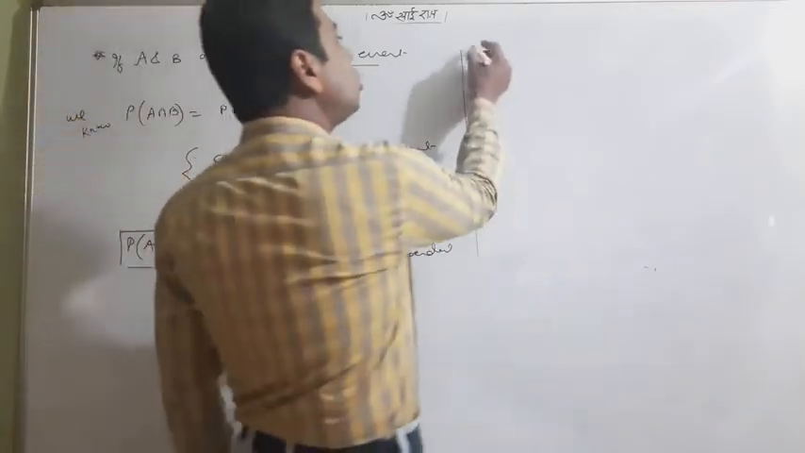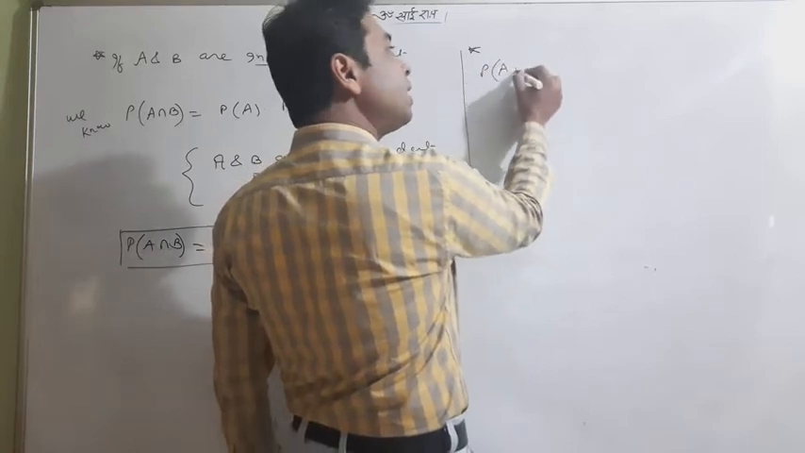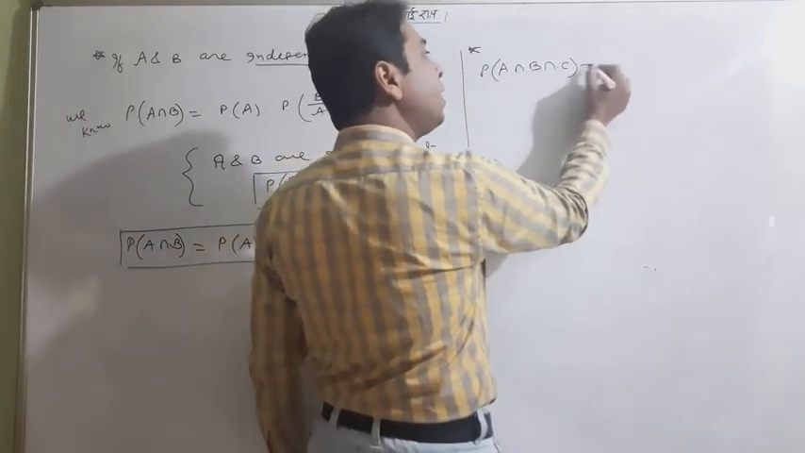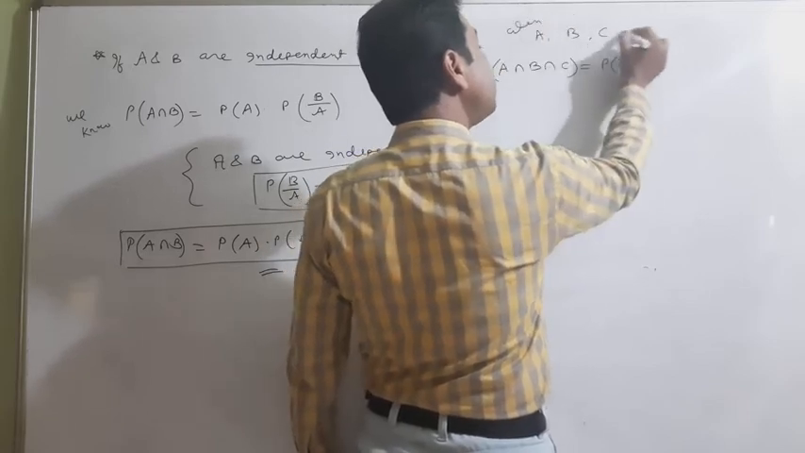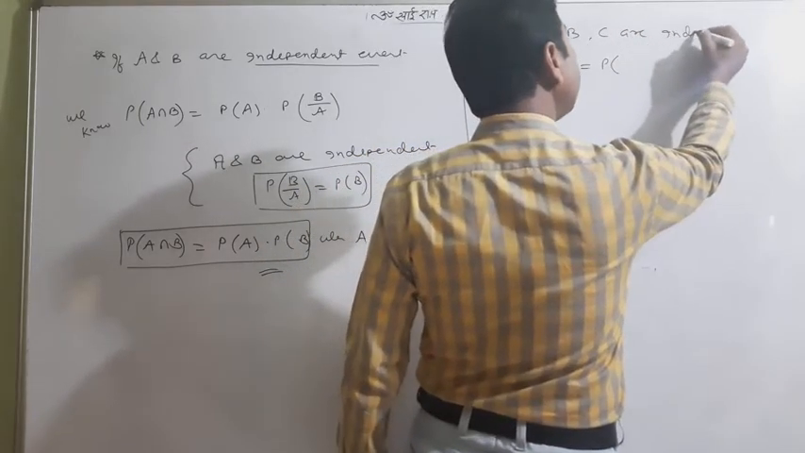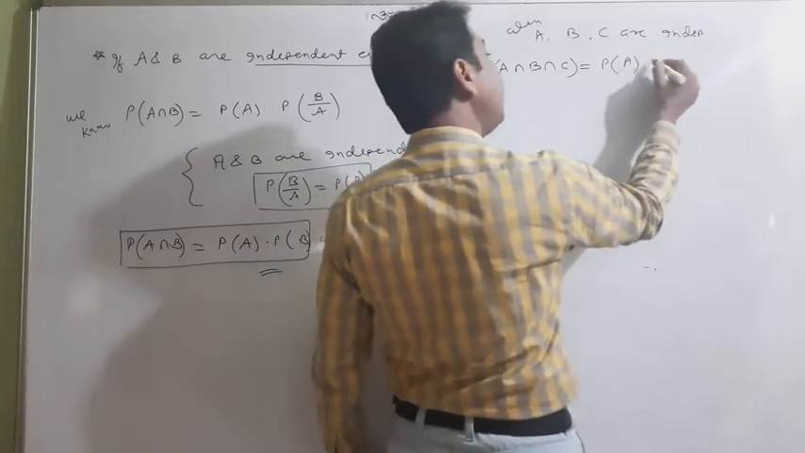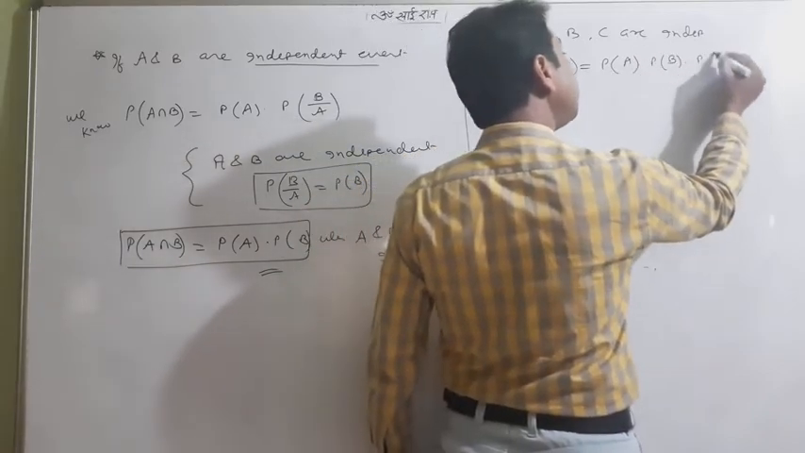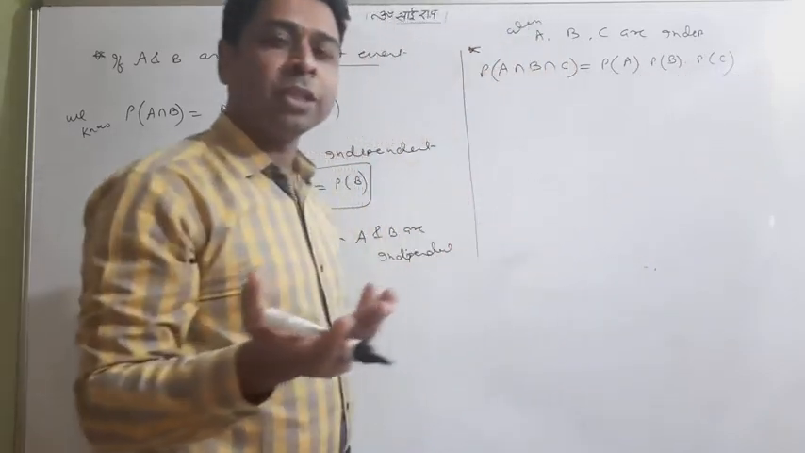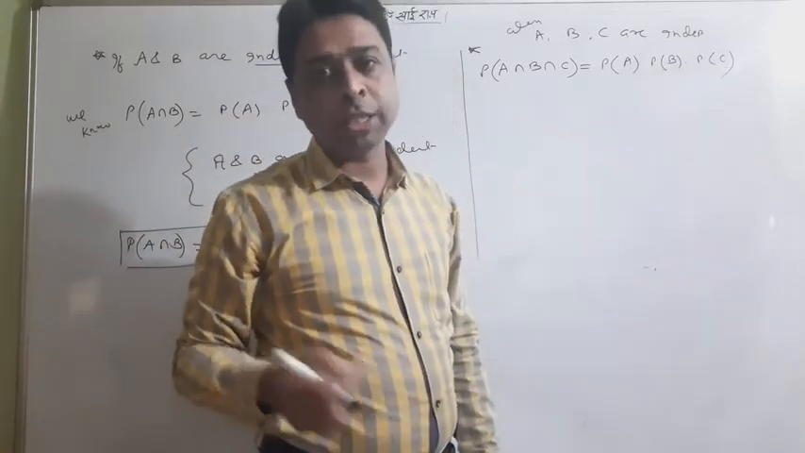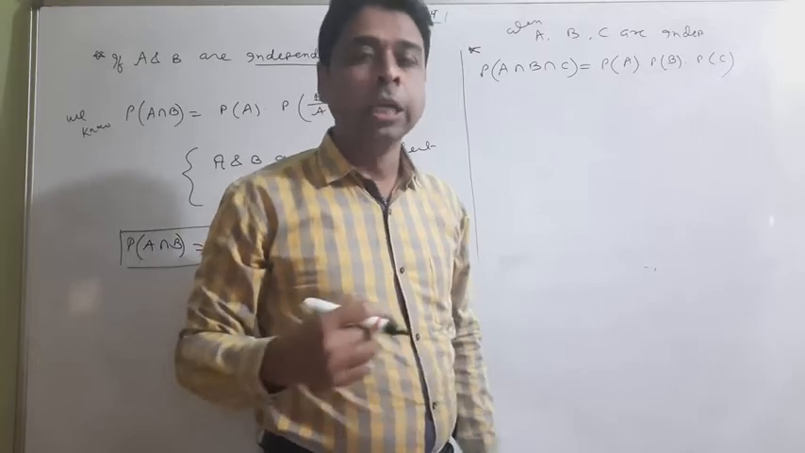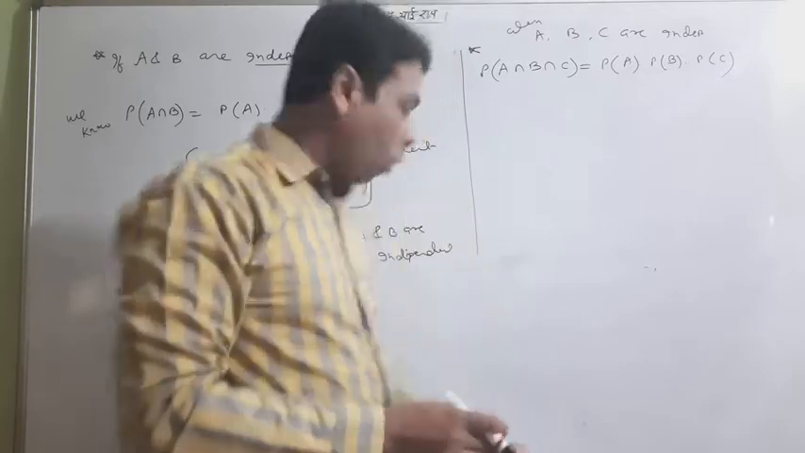So one can also go with the formula for three events. Suppose we have A intersection B intersection C. When A, B and C are independent events, it is P of A into P of B into P of C. Now you can understand it doesn't matter about P of B upon A or C upon A intersection B, because this time all events are independent. So very good formula we have got here.